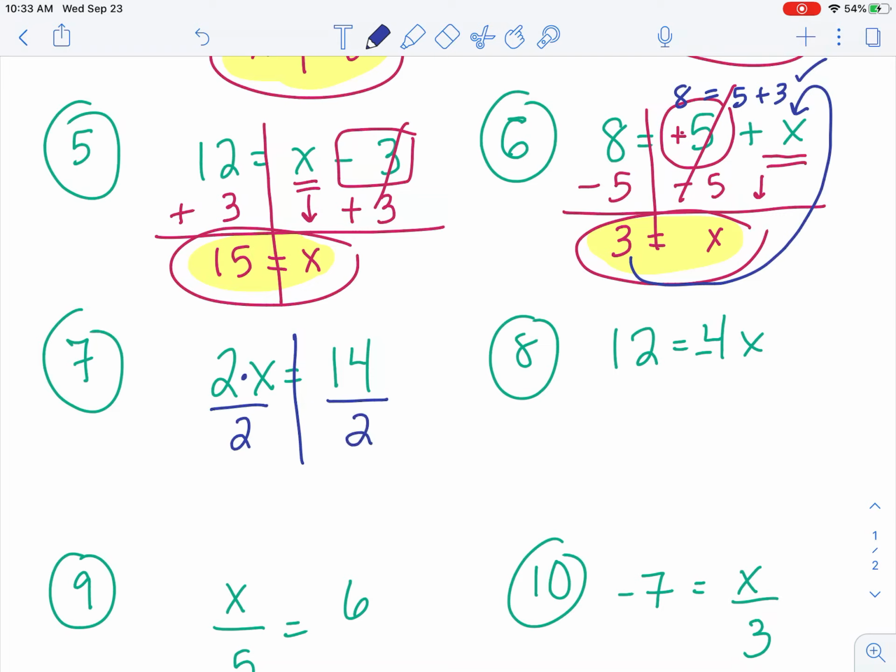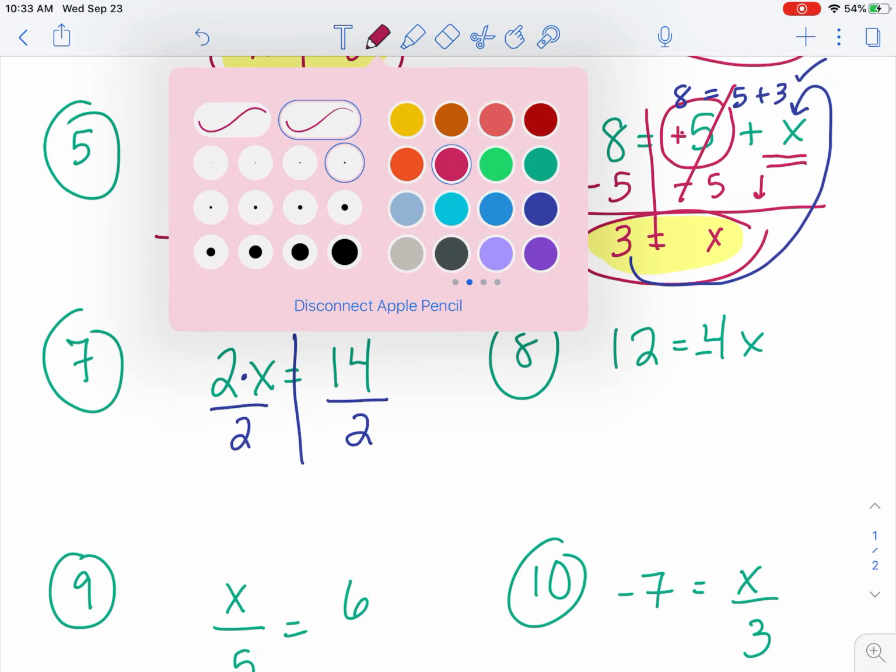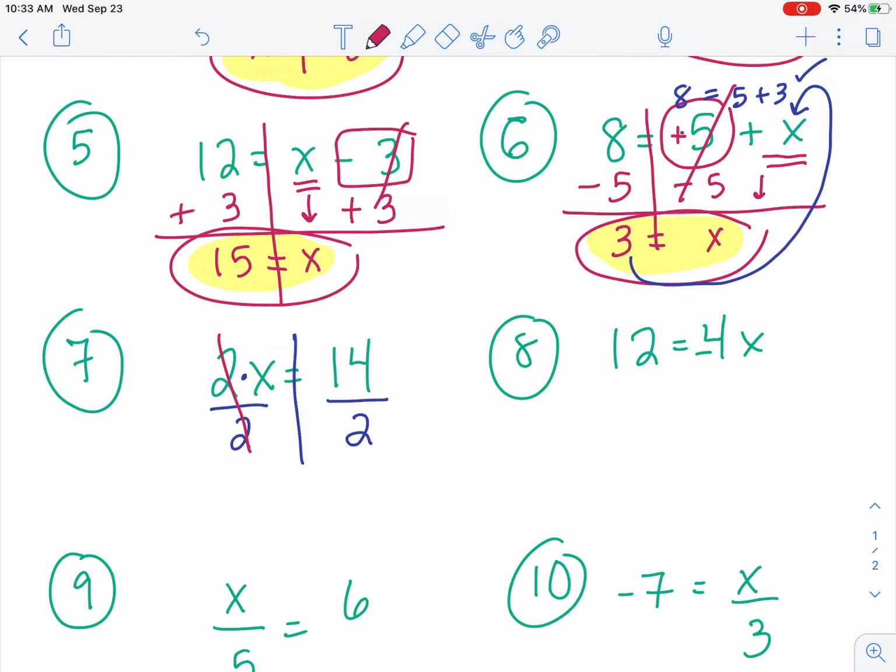I divide, and that's going to cancel because multiplication cancels with division. So these two are going to cancel. I'm left with x by itself. 14 divided by 2 is 7. Okay, so if it's in there by multiplication, you do the opposite, which is division.